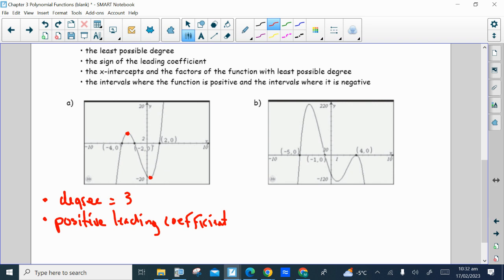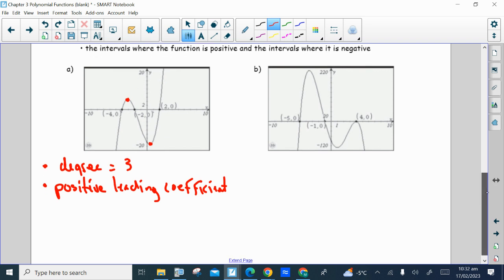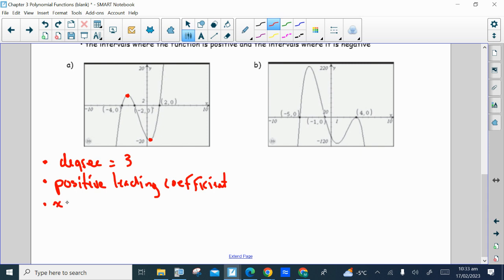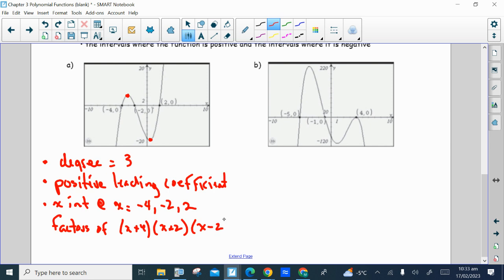Okay, so back to this then, to finish this off, the x-intercepts and the factors of the function with least possible degree. So here we're going to have x-intercepts at x equals negative 4, negative 2, and positive 2. So therefore we will have factors of x plus 4, x plus 2, and x minus 2.